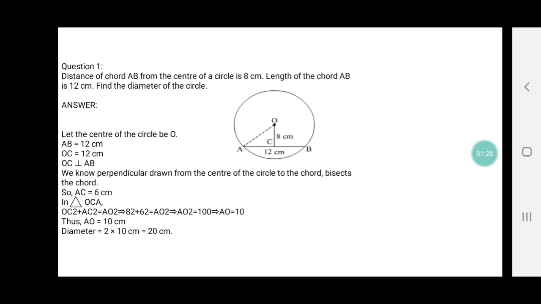Now diameter we have to find out. So diameter means AO is the radius. Now double of the radius will give us the diameter. So 2 into 10 gives us 20 centimeter. So the diameter of the circle is 20 centimeter.